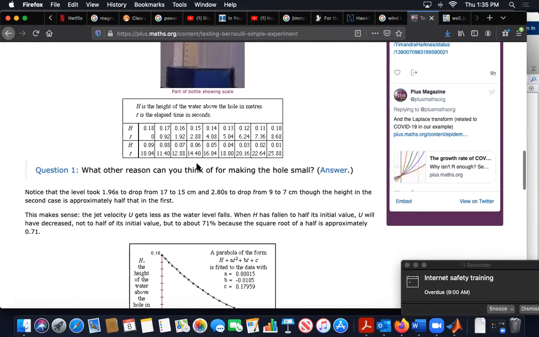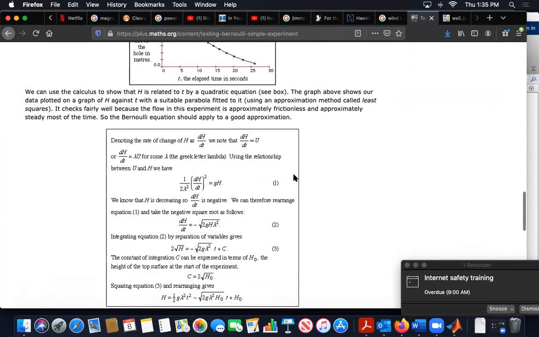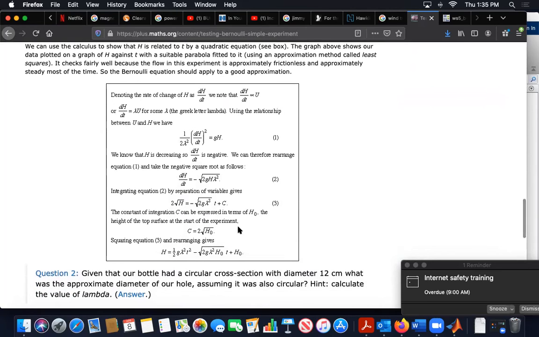Now, the only problem with this is they get down to this point and they do some math with some calculus here. You don't have to necessarily worry about the calculus. Whenever they have this dH dt, that just means the change in height over time. So that's just delta H over delta T. So you don't have to do any calculus at all. You just know that that means delta H over delta T, the change in height over the change in time.